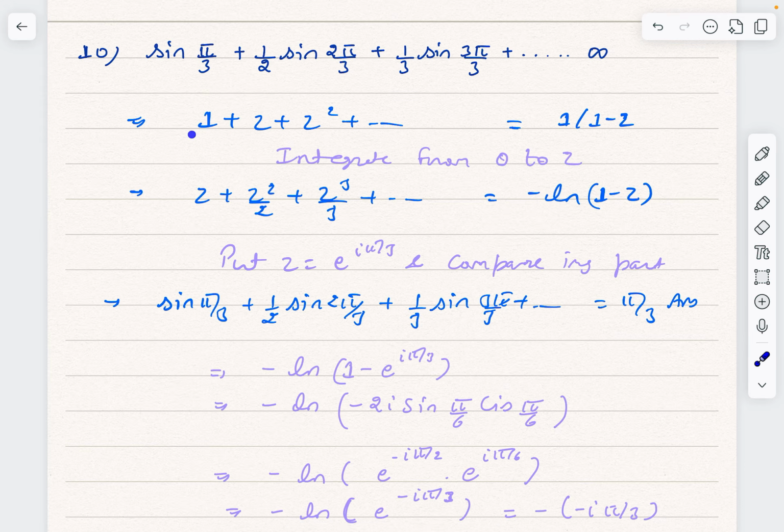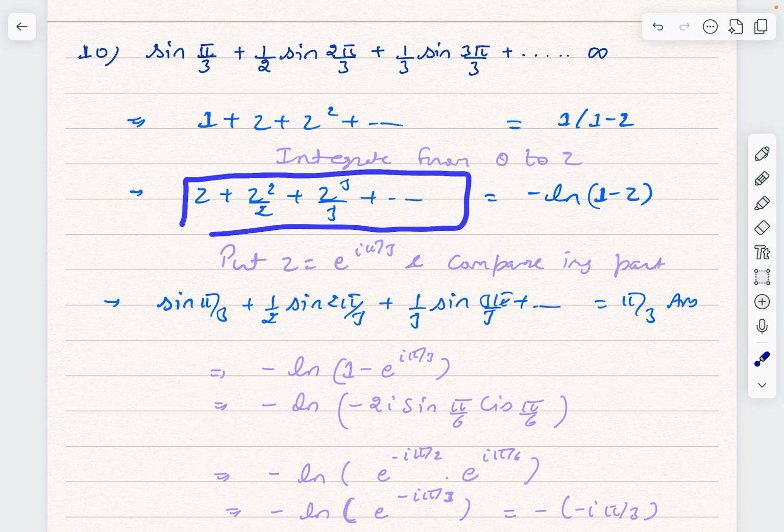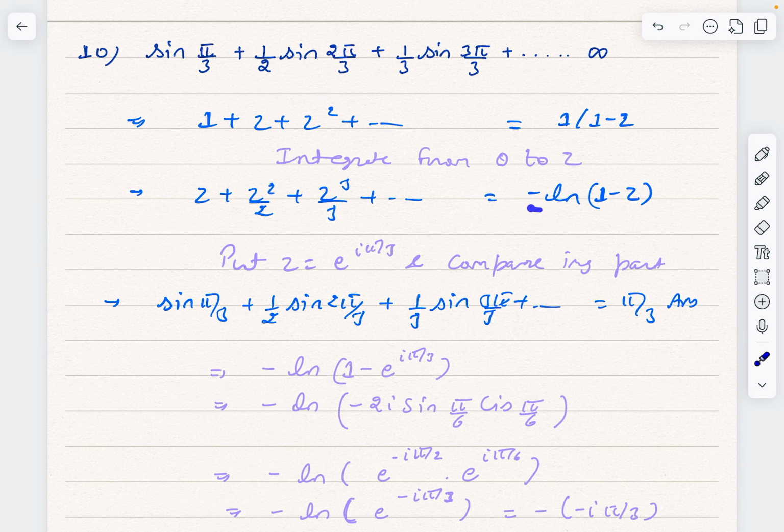First of all, if I have this infinite series 1 plus z plus z square up to infinity, we can use the sum of GP formula: 1 by 1 minus z. Integrate from 0 to z. When you do that, you get the left side to be z plus z square by 2 plus z cube by 3 and so on. On the right side, you get minus ln 1 minus z. So integrate and put limits from 0 to z.